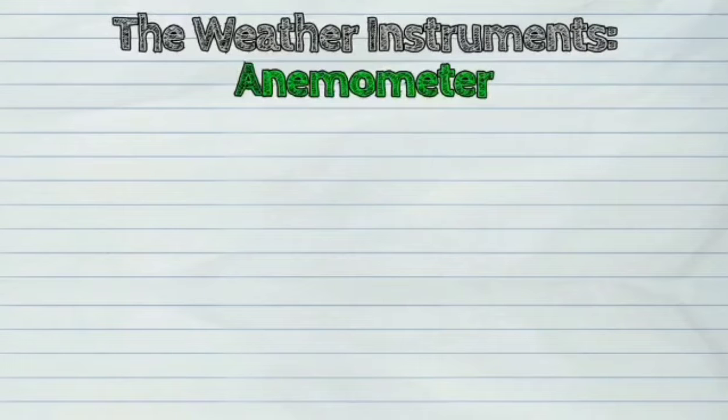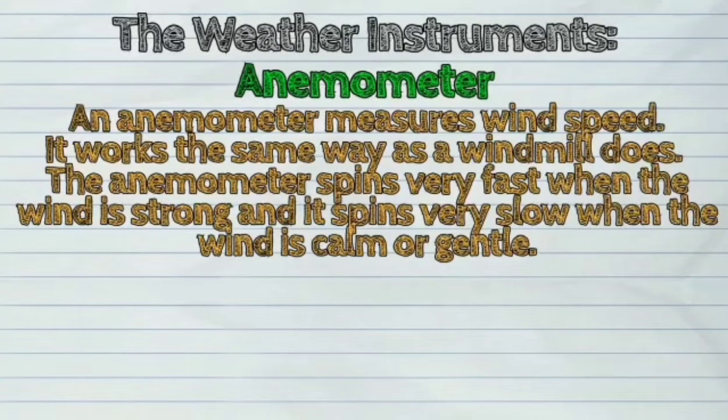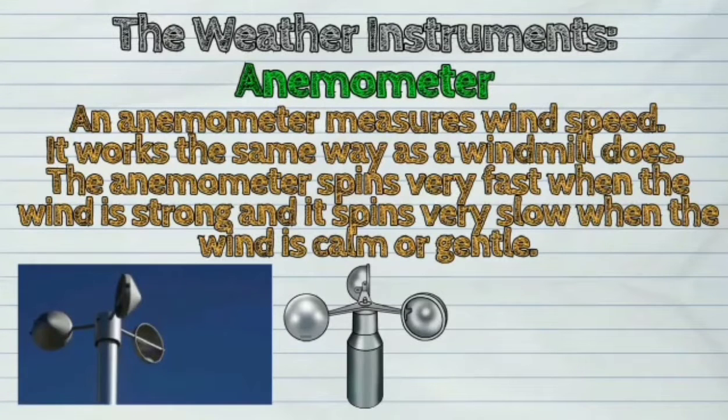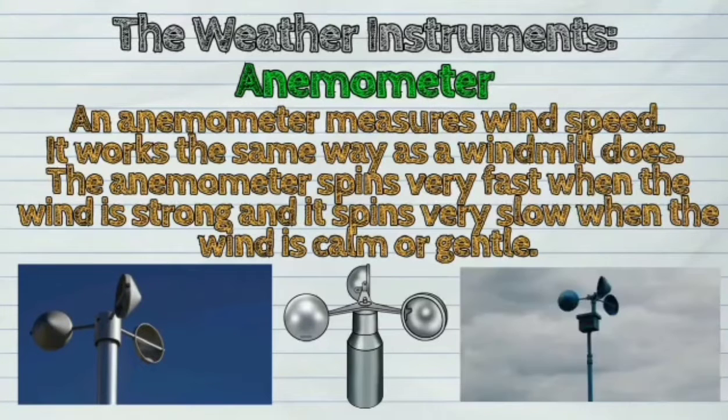First, anemometer. An anemometer measures wind speed. It works the same way as a windmill does. The anemometer spins very fast when the wind is strong, and it spins very slow when the wind is calm or gentle.